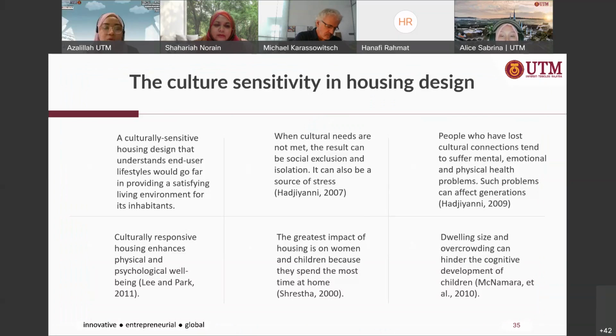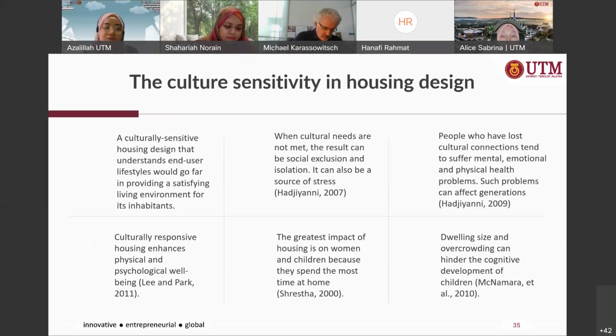So what I can conclude here is that cultural sensitivity in housing design is a very crucial element to implement when you are designing affordable housing, because culturally sensitive housing design that understands the end users' lifestyles would go far in providing a satisfying living environment for its inhabitants. When cultural needs are not met, the result can be social exclusion and isolation. This causes mental health problems and stress, and so on. People who have lost their cultural connections tend to suffer mental illness and some emotional and physical health problems, and so on.